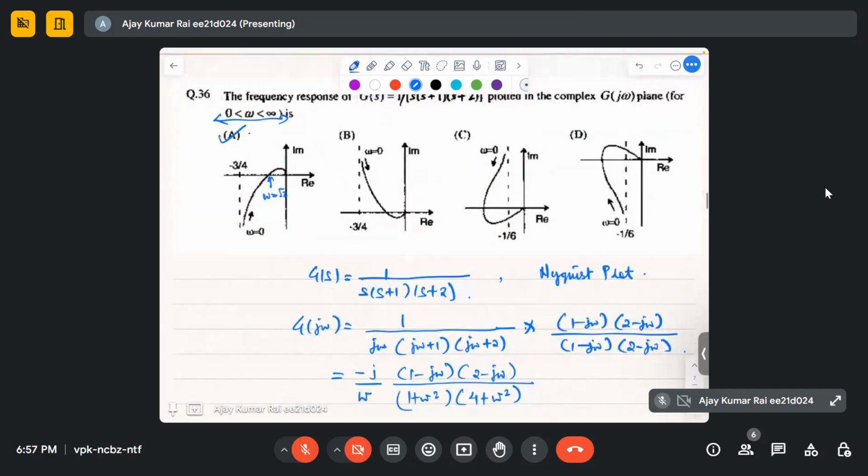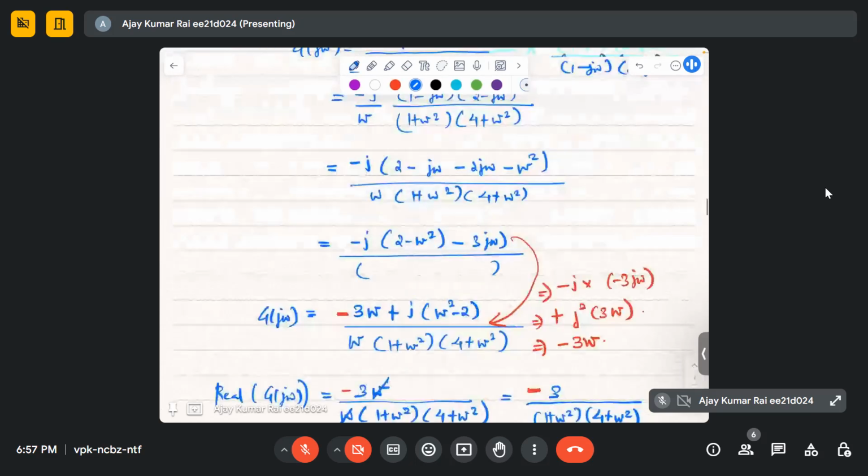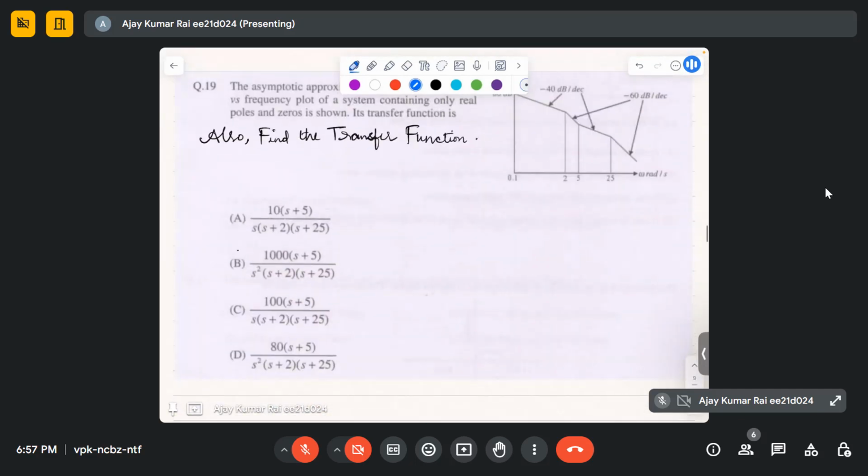I hope there is no doubt. Since it's a great question, you can just do one step and find out the answer, but we have done the full Nyquist plot. Okay, let's do this.